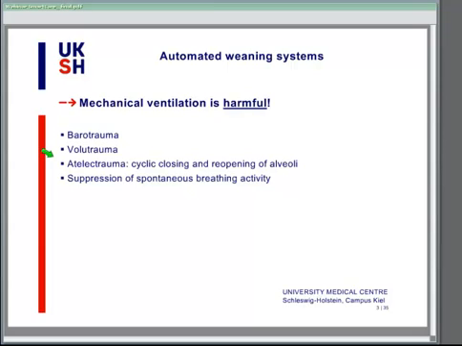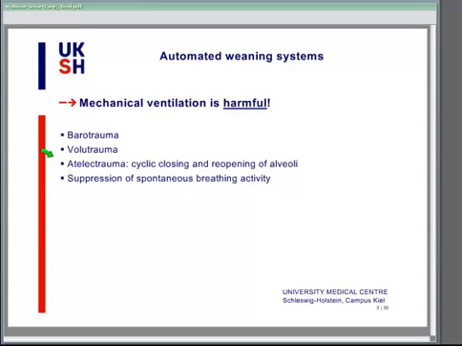The next thing is a phenomenon now visible in CTs, for example. There is a phenomenon called atelectrauma. This is cyclic closing and reopening of alveoli, and this induces an inflammatory response of the lung and perhaps of the whole patient. So this is a very injurious factor for the patient. The last and I think also very important thing is that every time a suppression of spontaneous breathing activity happens, this is also harmful for your patient.